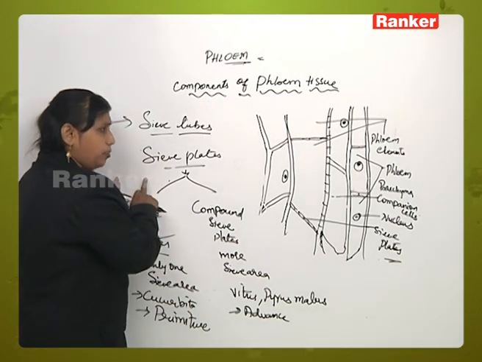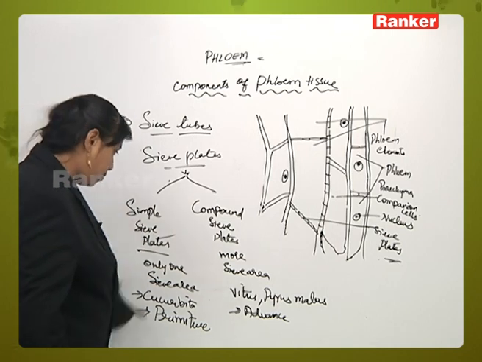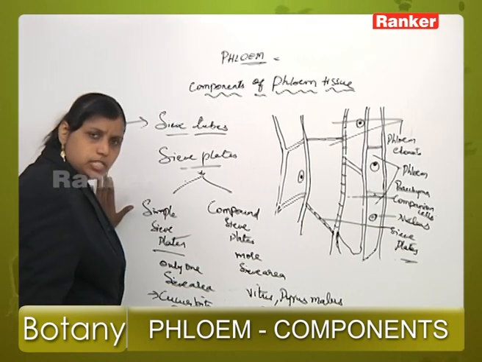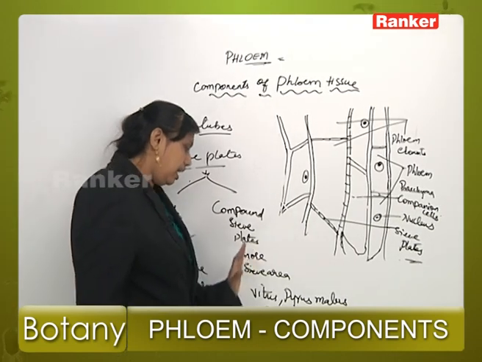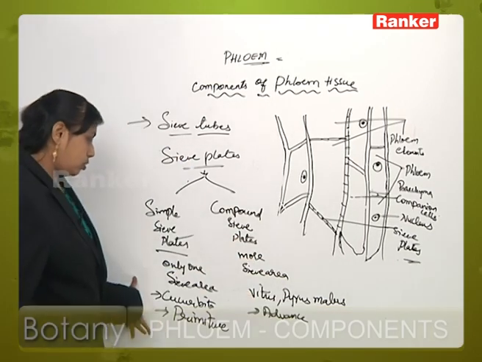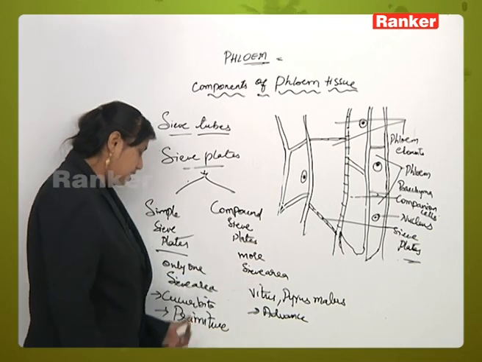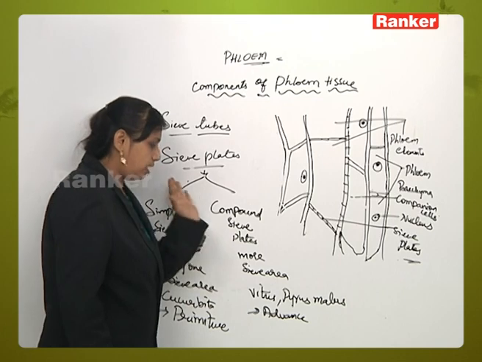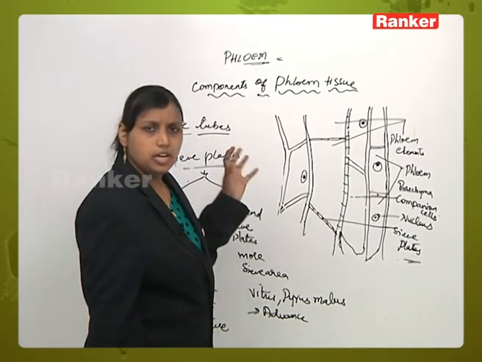So whatever function the xylem perforation pores do, the same it does here. Now these sieve plates are again of two types on the basis of the number of sieve areas present. If there is only one sieve area, it is called a simple sieve plate, and if there is more than one sieve area, it is called a compound sieve plate. Examples are Cucurbita, and here the examples are Pyrus and Vitis. As this has only one sieve area, it is called primitive, and as it has more than one sieve area, it is called an advanced type of sieve plate.